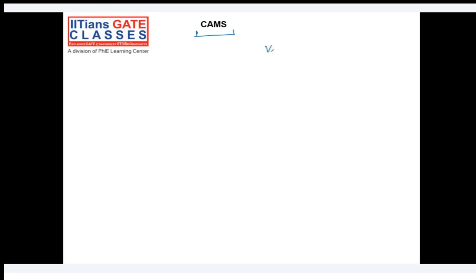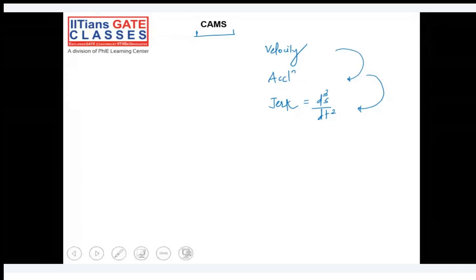We have studied velocity, acceleration, and jerk. Velocity is the first derivative of theta with respect to time, angular displacement with respect to time is angular velocity. Angular acceleration is the double derivative with respect to time, and the triple derivative is a new concept we have studied in this topic, d3s by dt cube. If you take the derivative of velocity, you get acceleration. If you take the derivative of acceleration, you get jerk, and so on. On that basis, we can decide whether the cam and follower motion is jerky or smooth.